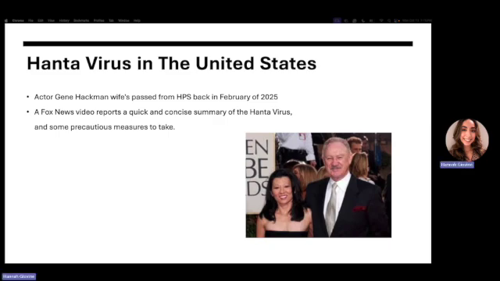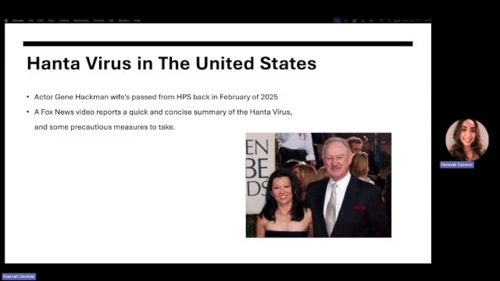Now, something else we wanted to share with you is actually somewhat of a recent case of the hantavirus in the United States. This case did involve the actor Gene Hackman's wife. Her name was Betsy, and back in February of 2025, she was found passed away in her New Mexico home. Later, it was determined that her cause of death was actually from the hantavirus that formed into hantavirus pulmonary syndrome.